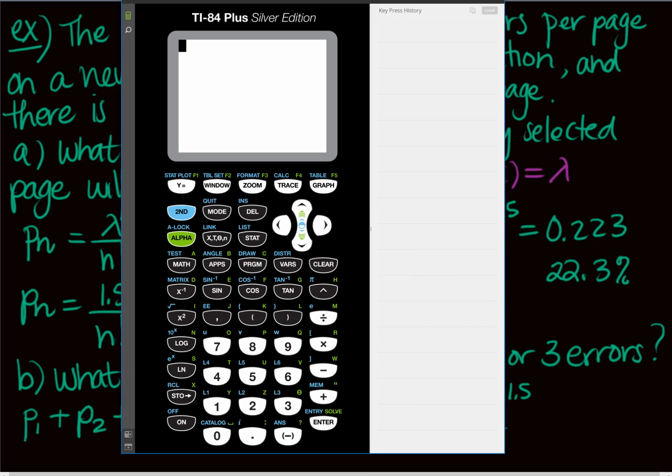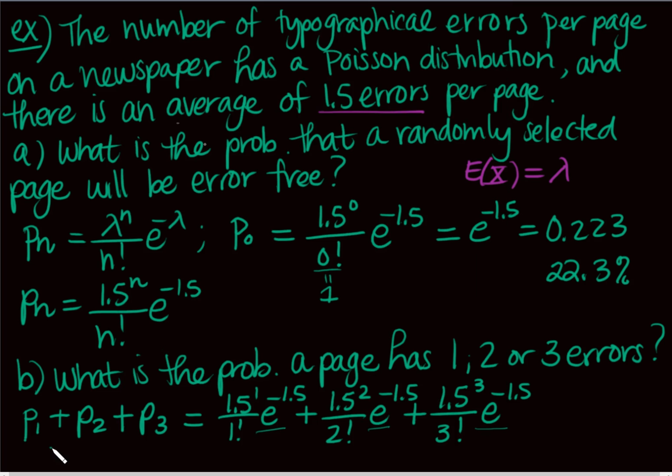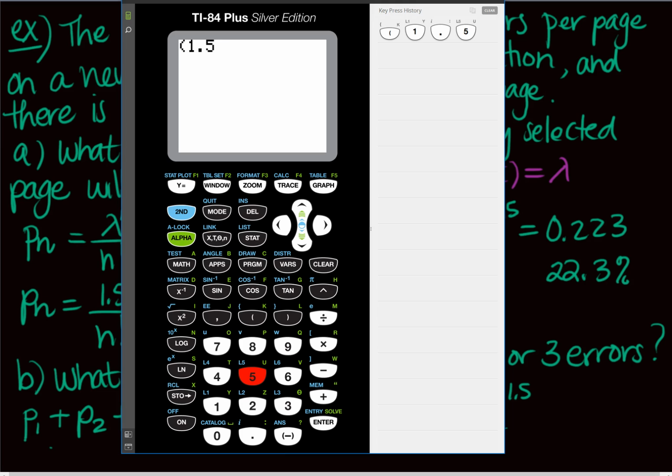I'm actually going to put this all in my calculator at once, and I'm going to show you how to do that. So I'm going to put a parenthesis. I'm going to do 1.5. Okay, so that's going to be the first one raised to the first power. I don't need to do anything with that. Also, if I look at this, it's divided by 1 factorial, and 1 factorial is just 1.